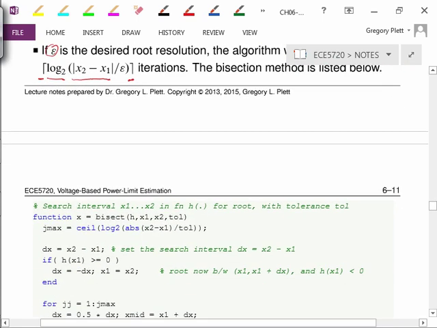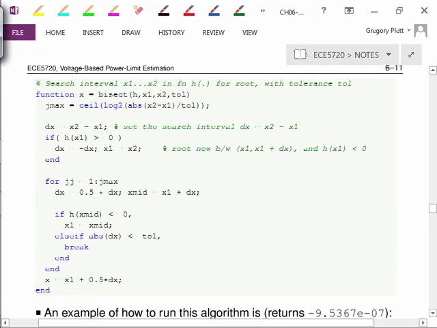The algorithm can be implemented in MATLAB quite easily, and here's an example of doing so. This is just a generic bisection algorithm where x is the output location of the root, bisect is the name we'll call it, h is the function in which I am trying to find the root. X1 and X2 are the bracket points where they straddle this root location, and TOL is the tolerance or the epsilon value in the previous equation that says the desired resolution.